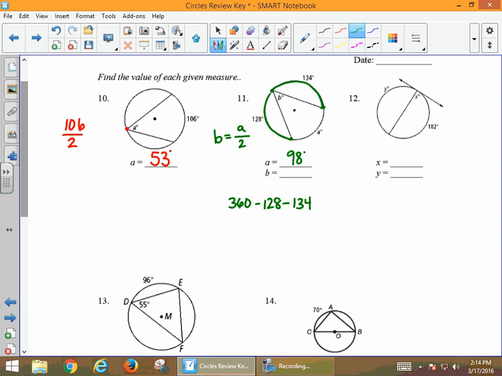And then I said that B, because it is on the circle, is half of A. Well, now I know A is 98. So half of 98 is 49 degrees.